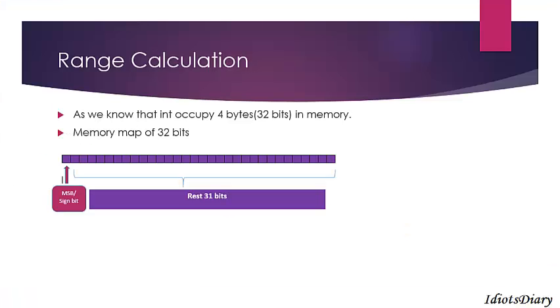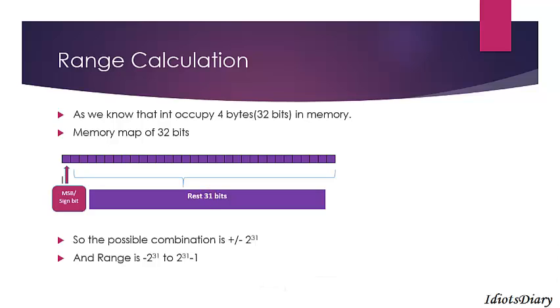As we saw in the demonstration, if an integer occupies 32 bits, then 1 bit is used for the sign and the rest of the 31 bits are used for the data storage, and the possible combinations with the 31 bits are plus minus 2 to the power 31. So the range of the integer is minus 2 to the power 31 to 2 to the power 31 minus 1.